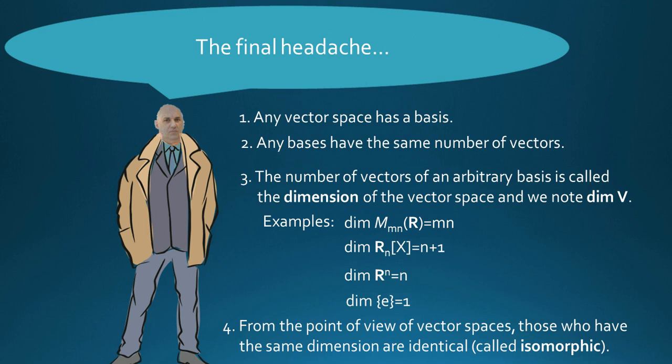4. From the point of view of vector spaces, those who have the same dimension are identical, called isomorphic.